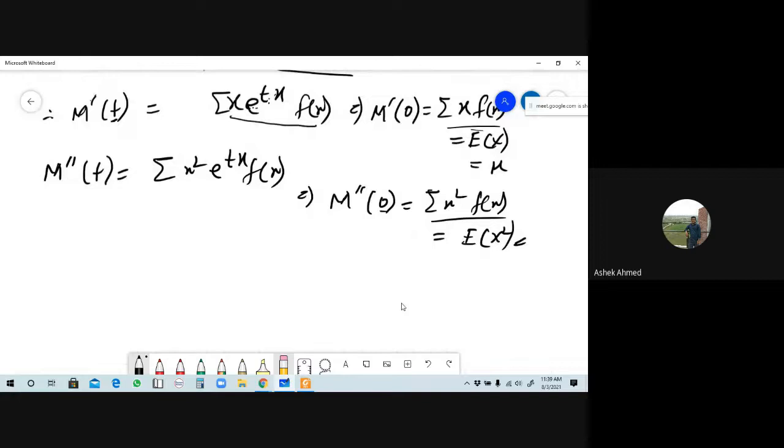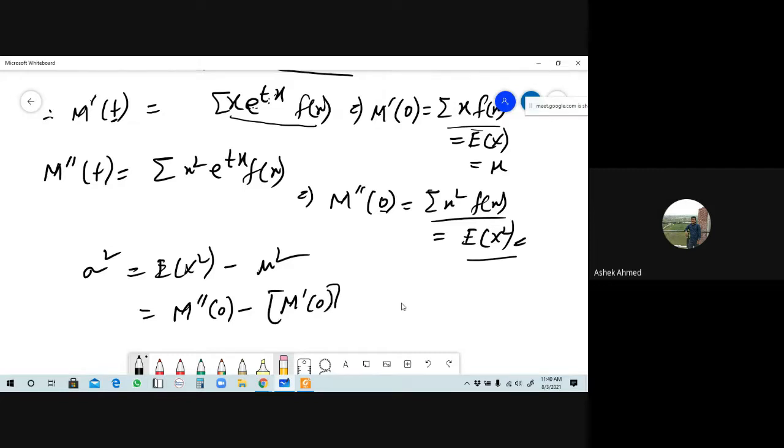From here you can find the variance. When you have the moment generating function, then you can apply it for finding the variance. We know that the variance is the expectation of x square minus mu square. So the expectation of x square, in terms of the moment generating function, is m double prime of 0, minus mu, which is m prime of 0, squared. Is it right? Yes, sir.